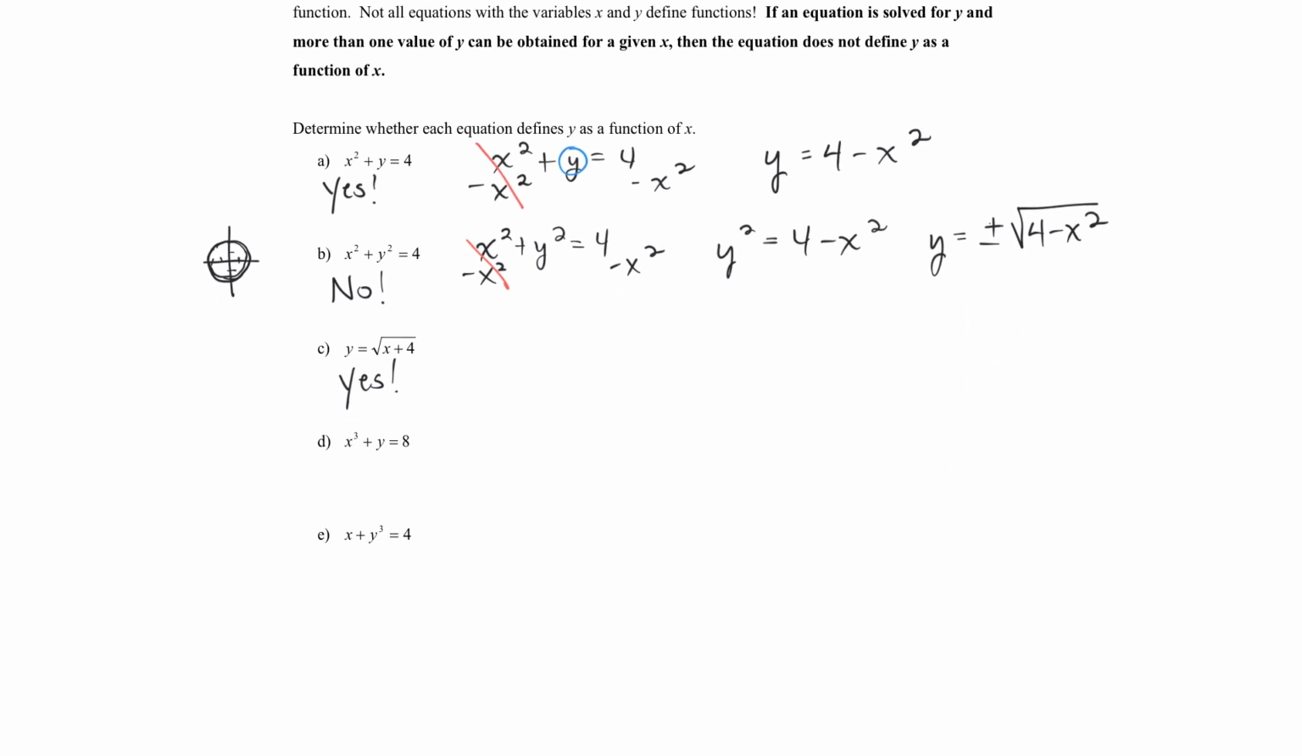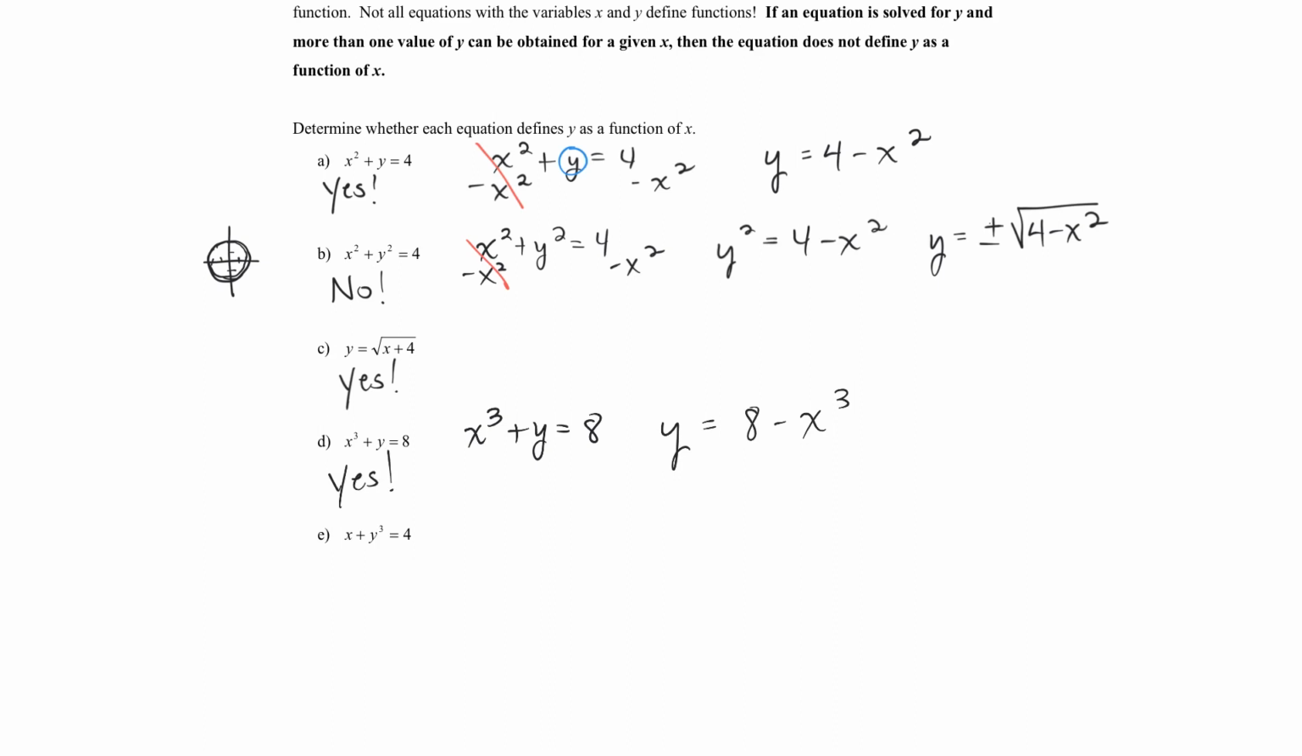The fourth example, x cubed plus y equals 8. If I'm going to solve this one for y, if I subtract x cubed from both sides, right, I'll end up with y equals 8 minus x cubed. For any given value of x, there's only one value for y, right? So yes, this one is a function.